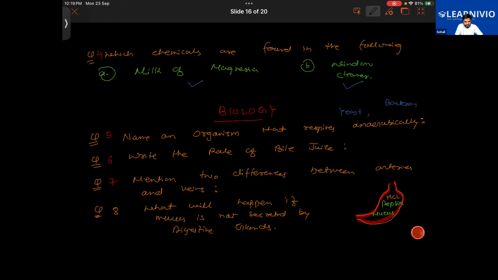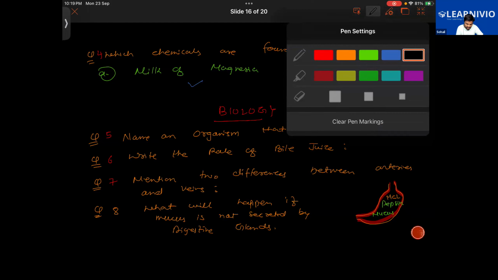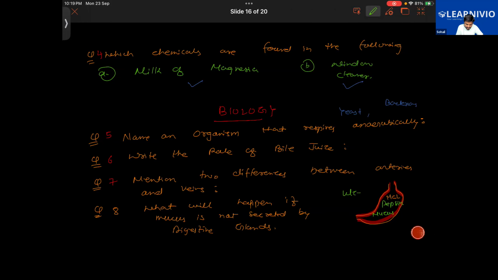But if the mucus is not secreted, in that case the stomach lining will be damaged, it will be eroded, and it can lead to problems like ulcer. It can lead to problems like ulcer or problems like acidity. Getting it, guys? There can be problems of stomach ulcer. Stomach ulcer can occur there, which will be giving you a very bad pain.